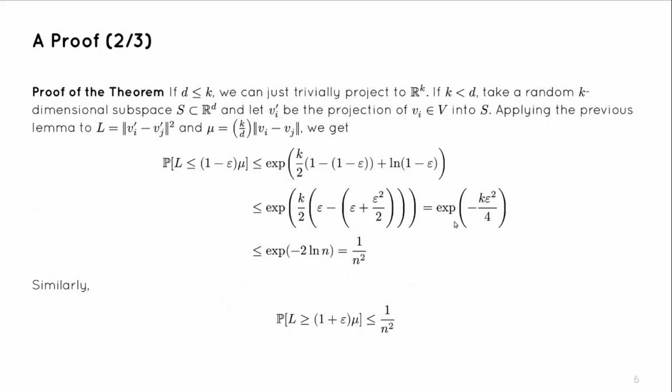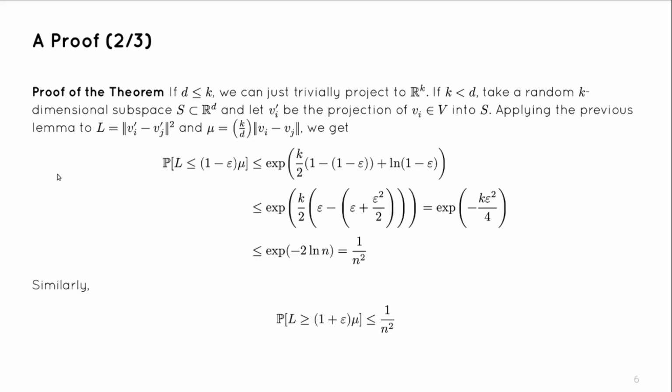So we can use this to actually prove the main lemma. First of all, if d is smaller than k, so we're trying to project to a larger space, then obviously we can just project and we don't need to worry about it. The interesting part is of course when k is smaller than d. Then again we take a random k-dimensional subspace, we'll see what that means later. So take a k-dimensional random subspace and then let v prime i be the projection of vi. So the vi's are the points in v, and we project each one of them into our subspace S.